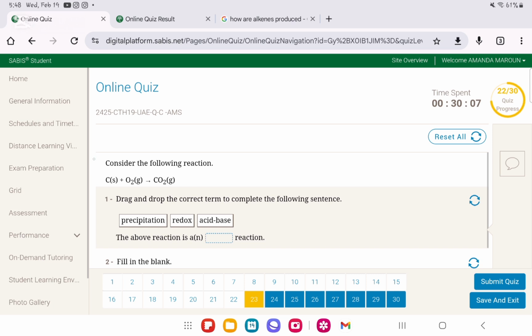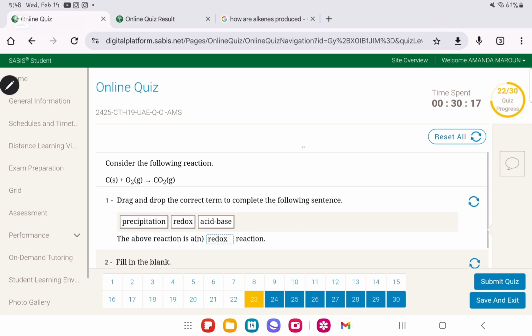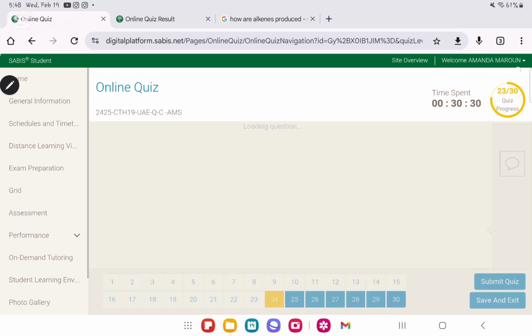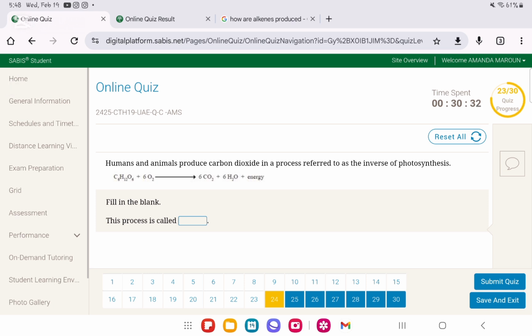How do we check? We know this is 0, its oxidation number is 0, this is also 0, whereas here it becomes +4 and -4, so this is a redox reaction. Now what happens to the O2? If O2 originally was 0 and then it became -4, that means it's gaining electrons, so it's undergoing reduction, so it is being reduced. We move on to question number 24.